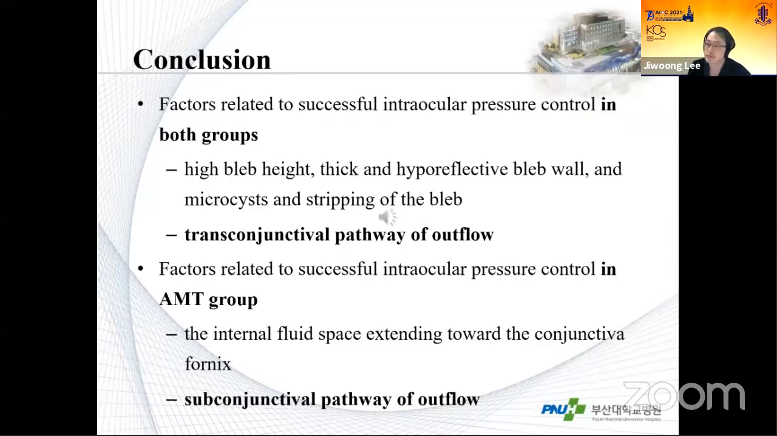In conclusion, we found that factors related to successful IOP control in both groups were high bleb height, thick and hyporeflective bleb wall, and microcyst and stripping of the bleb. It suggested that the transconjunctival pathway of outflow plays a role in both groups. We also found that a factor associated with successful IOP control in the AMT group was the internal fluid space extending toward the conjunctival fornix, and it suggested that the subconjunctival pathway of outflow plays a role in the AMT group.